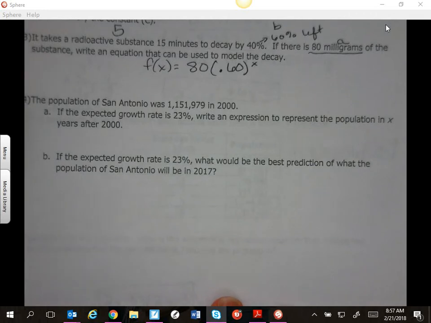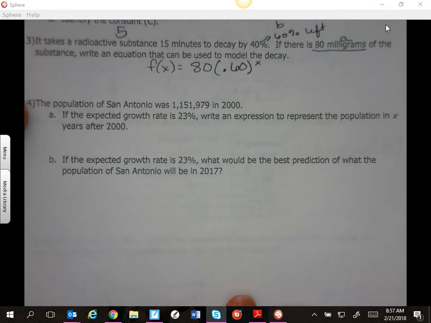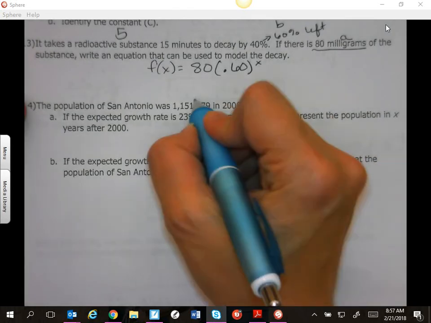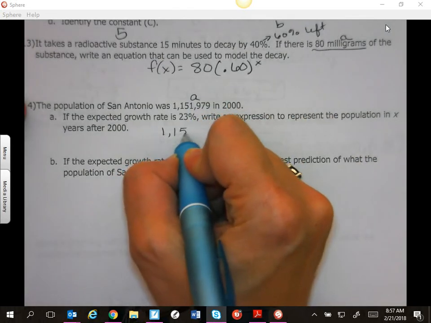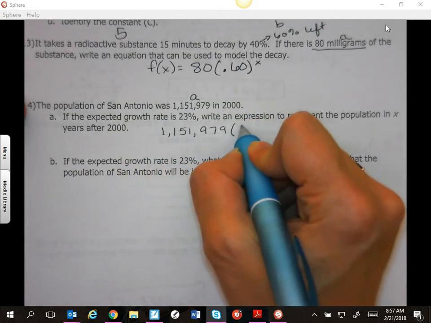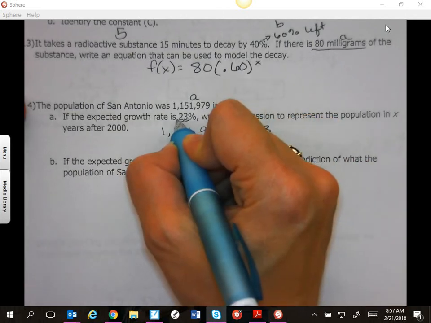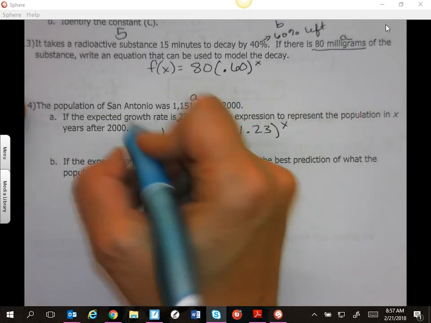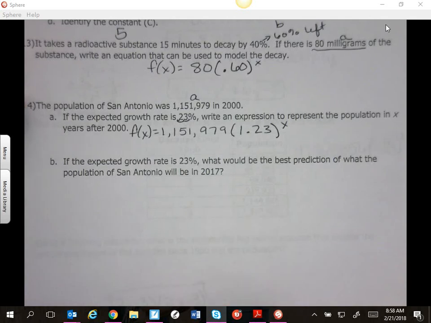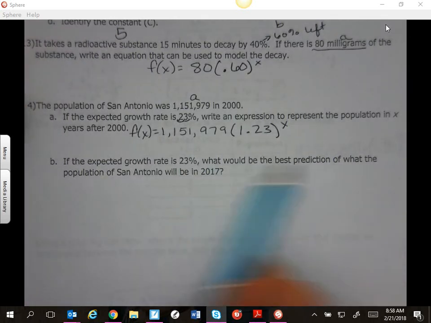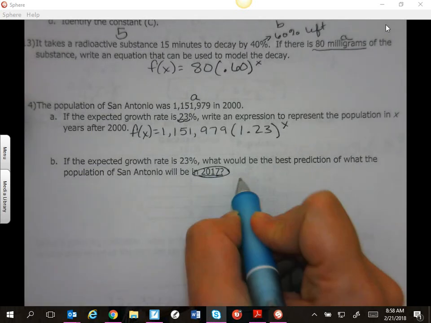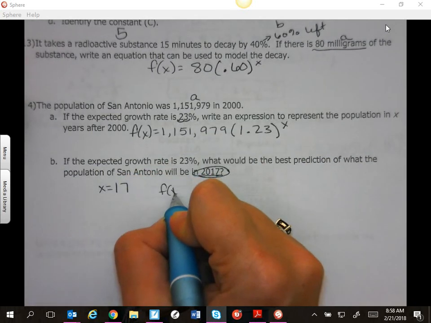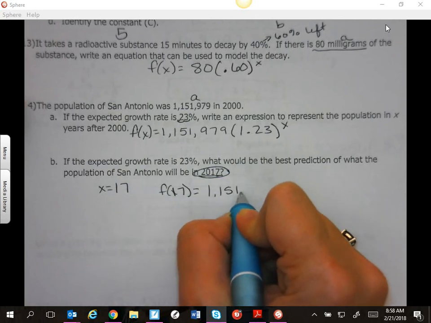San Antonio's population was 1,151,979 in 2000. If there is an expected growth rate of 23%, the expression, so here is A, 1,151,979 times 1.23. You're going to make it a decimal, and you have to have that 100% that we're adding back in, to the x power. And if the expected growth rate holds, what would be the best prediction of the population in 2017, where x is years after 2000, so we're saying x is 17. So I want f of 17, and this is going to be a calculator.